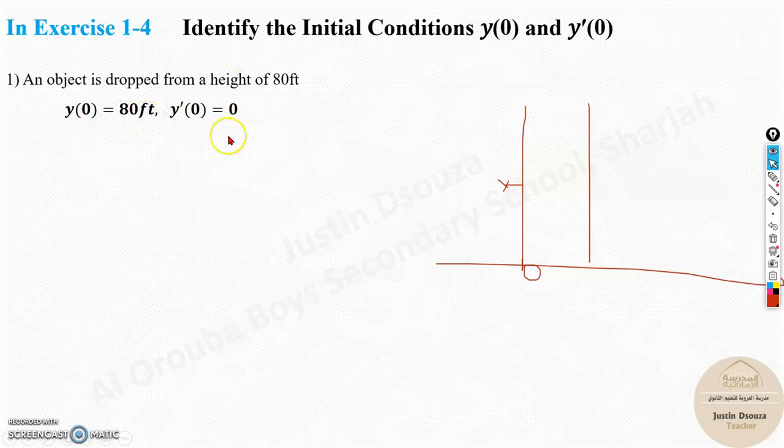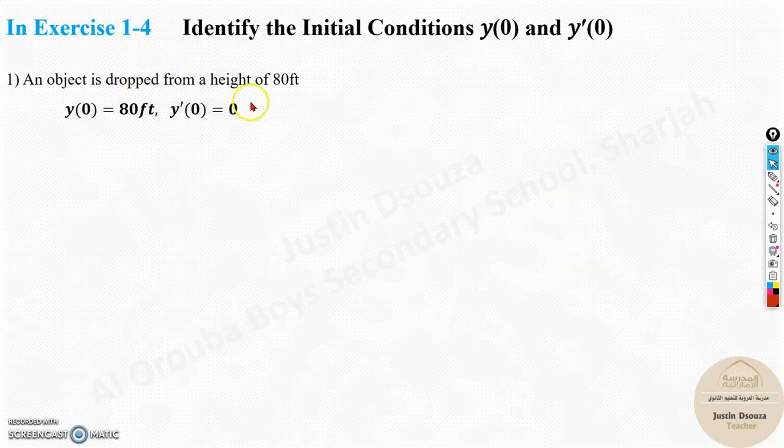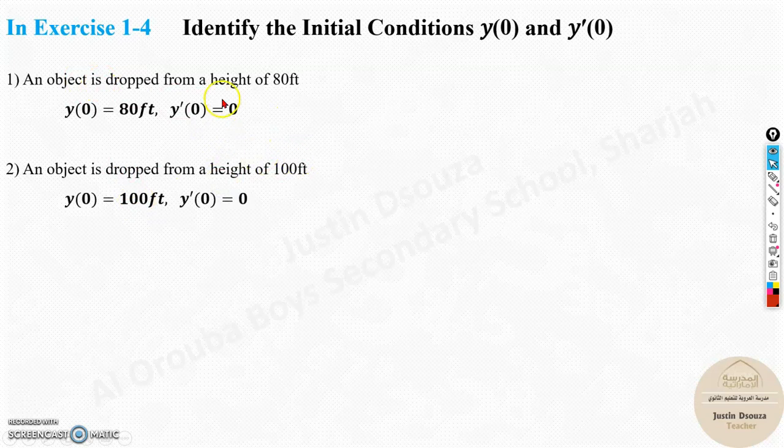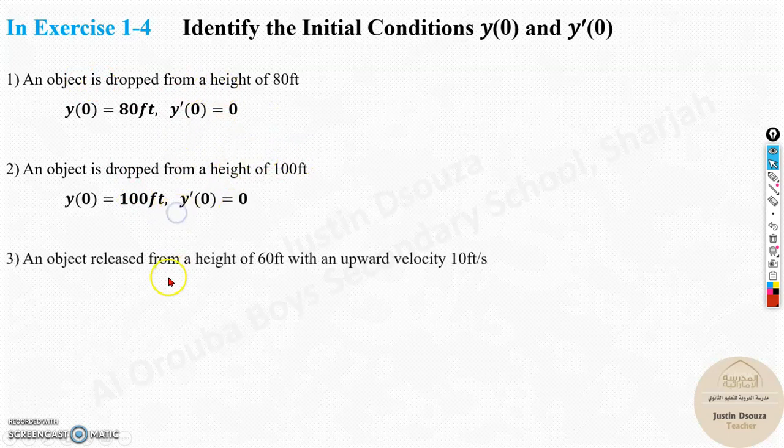Now, there is no velocity information, so y dash of 0, that is the velocity, is 0 because it's not mentioned. Now, in the next problem, an object is dropped from a height of 100 feet. Here, the same thing: the initial height, the initial position, is 100, whereas the velocity is not mentioned. In the third problem, we have an object released from a height of 60 feet with an upward velocity of 10 feet per second.